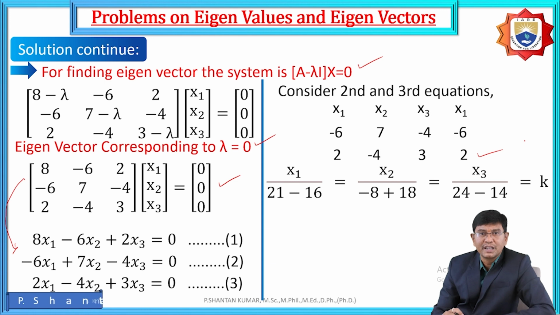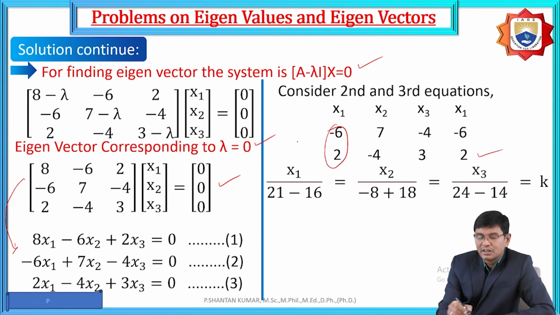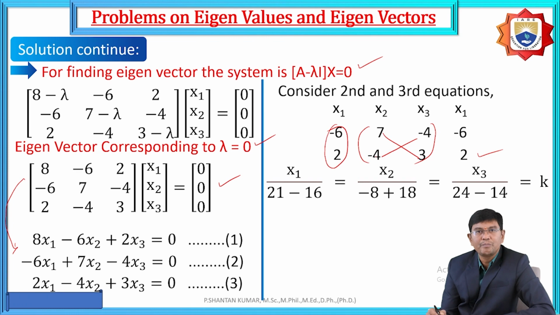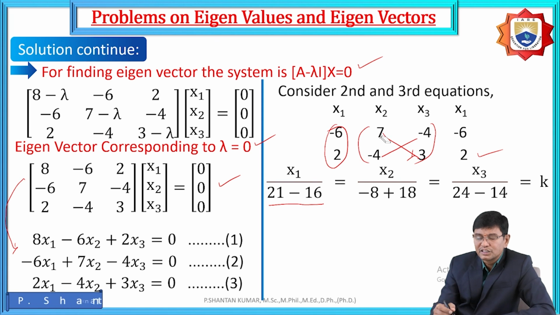While finding x1, we need to close this one, that is this one. The rest of the values we need to consider: 7 into 3, minus (minus 4 into minus 4). That is how we get x1. Here 7 into 3 is 21, and minus into minus is minus 16. Therefore, 21 minus 16.